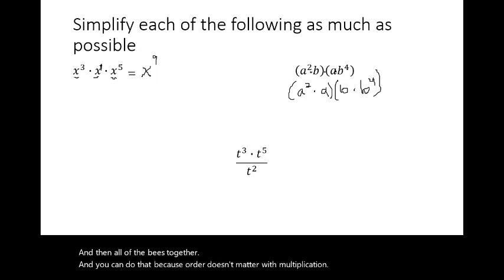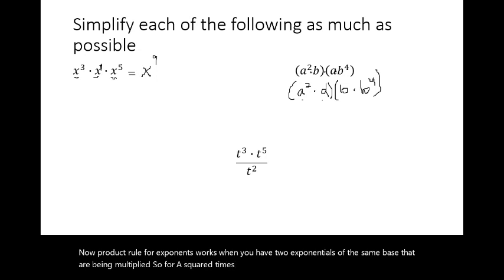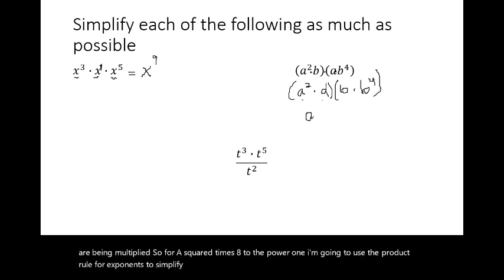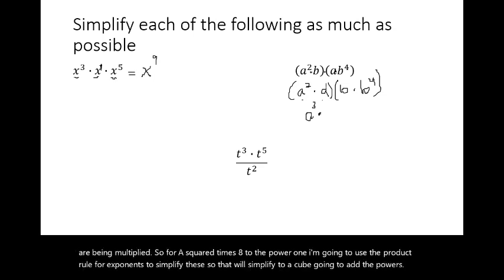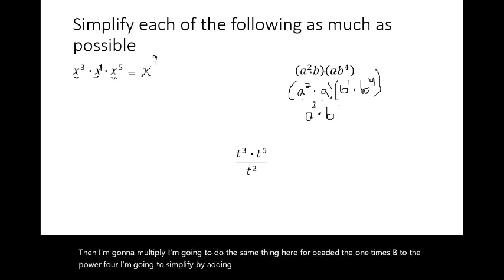Now, the product rule for exponents works when you have two exponentials of the same base that are being multiplied. So for a squared times a to the power 1, I'm going to use the product rule for exponents to simplify these. So that will simplify to a cubed. You're going to add the powers. Then I'm going to multiply. I'm going to do the same thing here for b to the 1 times b to the power 4. I'm going to simplify by adding the exponents. 1 plus 4 gives us b to the 5.